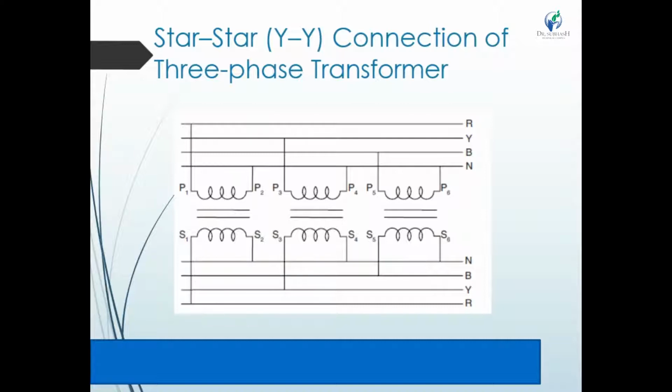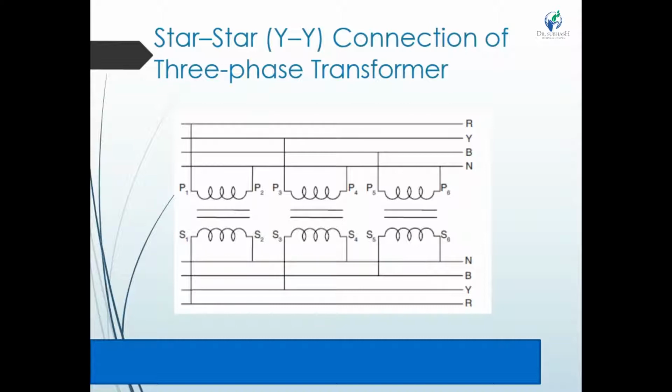First one is star-star connection. Here the figure shows the star-star connection on the primary and secondary side. Usually the star points of both primary and secondary are connected to a neutral.